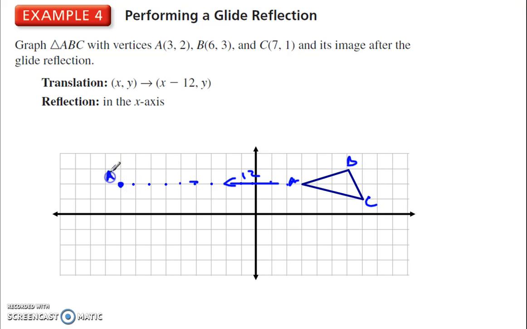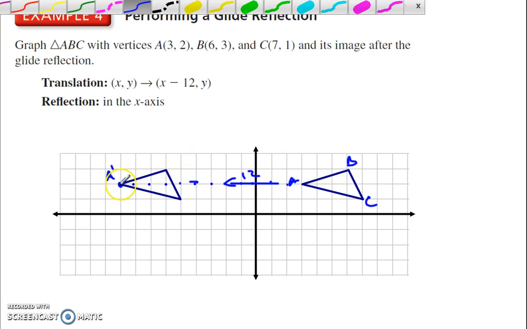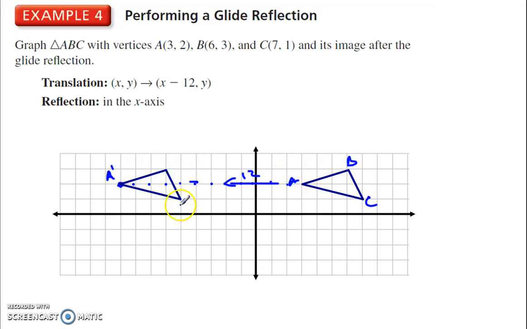Right here is A prime. Alright, we're going to save a little time, do a little bit of magic, and move this right over there. Boom. Okay, because since this is a rigid motion, the triangle doesn't change. So instead of counting every one of these, you could just from here count up 3 over 1 and down 1 over 4. Alright, now we are reflecting across the x-axis right here. So down 1, boom. C prime prime, B down 3, there, B prime prime, and A down 2, A prime prime. And there is a glide reflection for you.